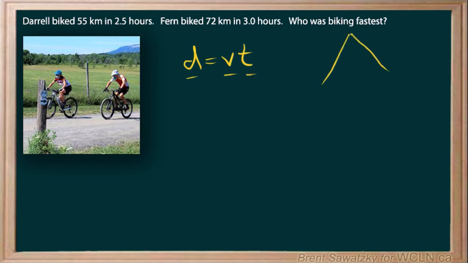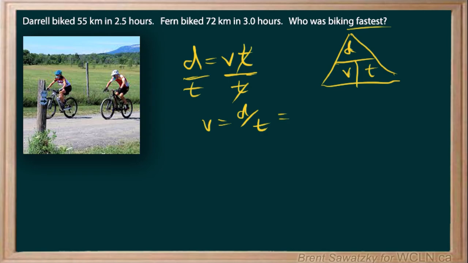And maybe even in some previous course, some teacher showed you that you could make a little triangle out of this and put the D there and the V and the T so that rearranging it was a little bit easier. And so in this case, we're seeing who's the fastest, so that would be your velocity. So why don't we divide both sides by time, and velocity equals D over T, which, for example, for Darrow, we could just say 55 kilometers over 2.5 hours, and there's our velocity.